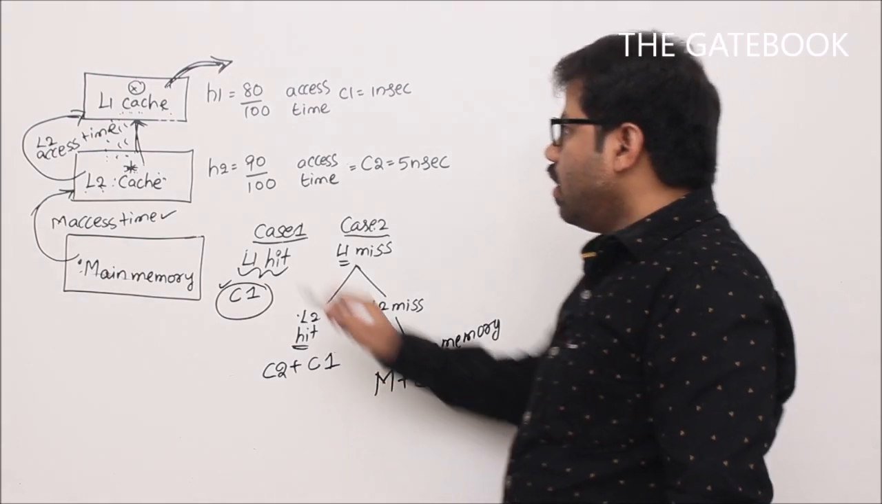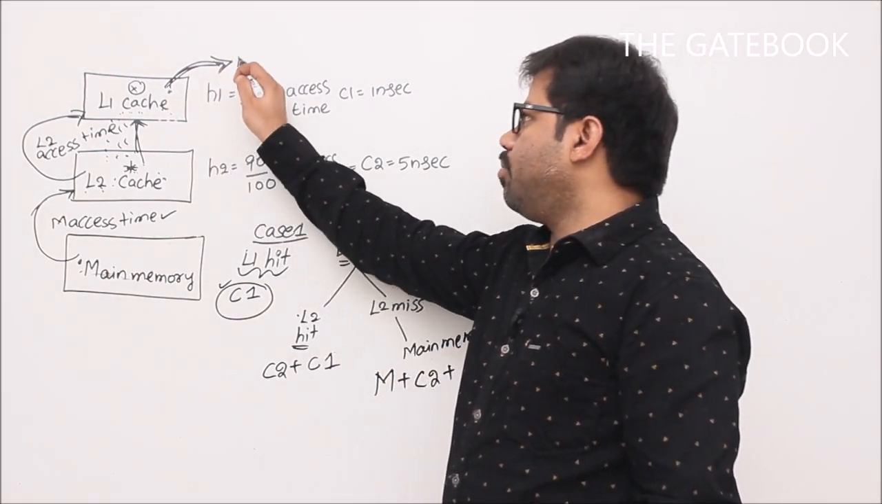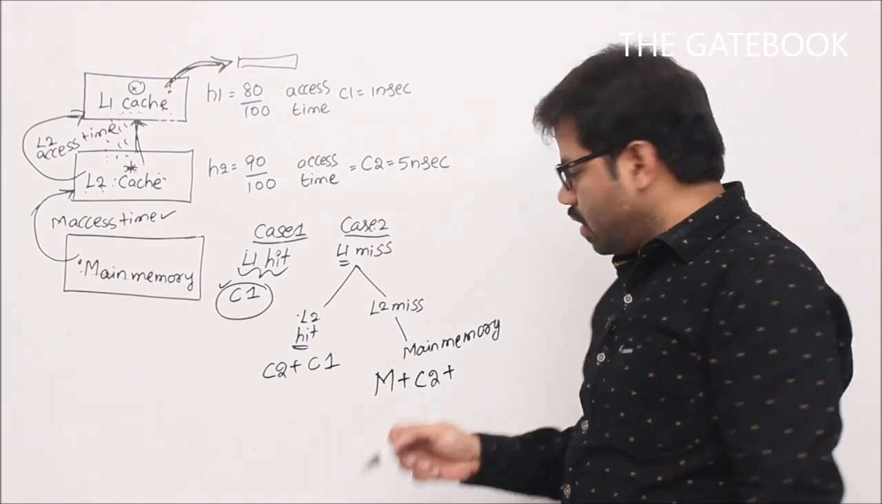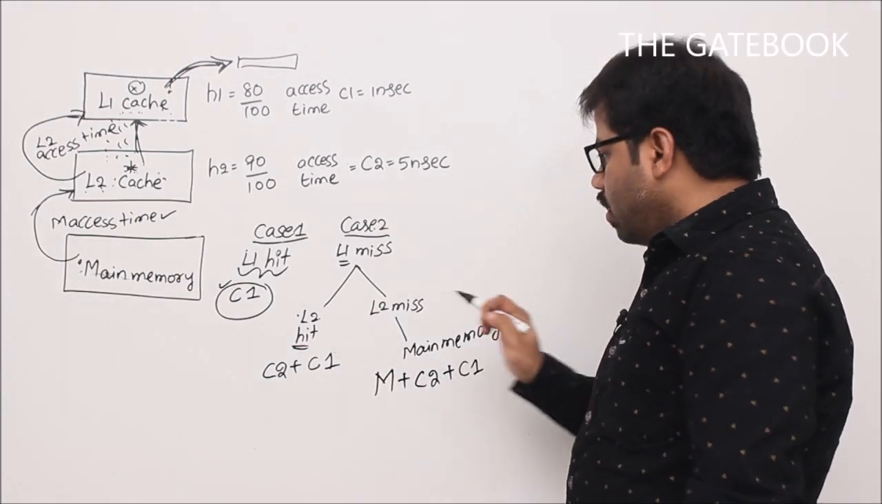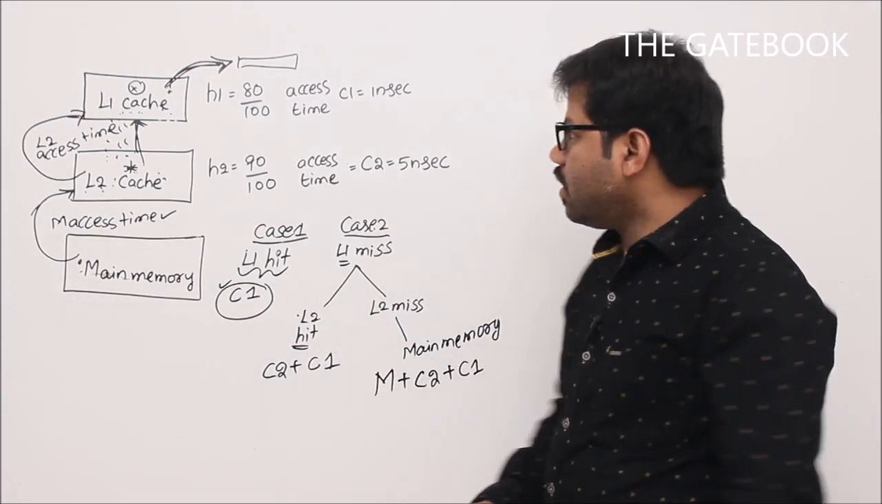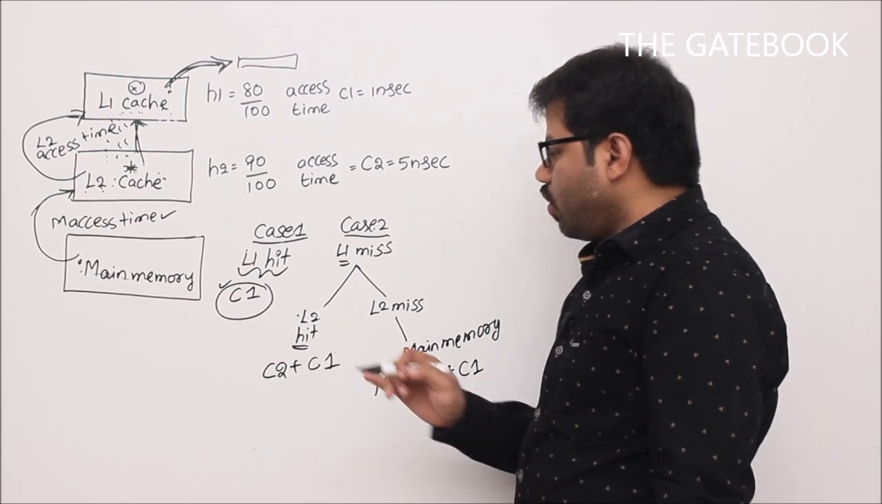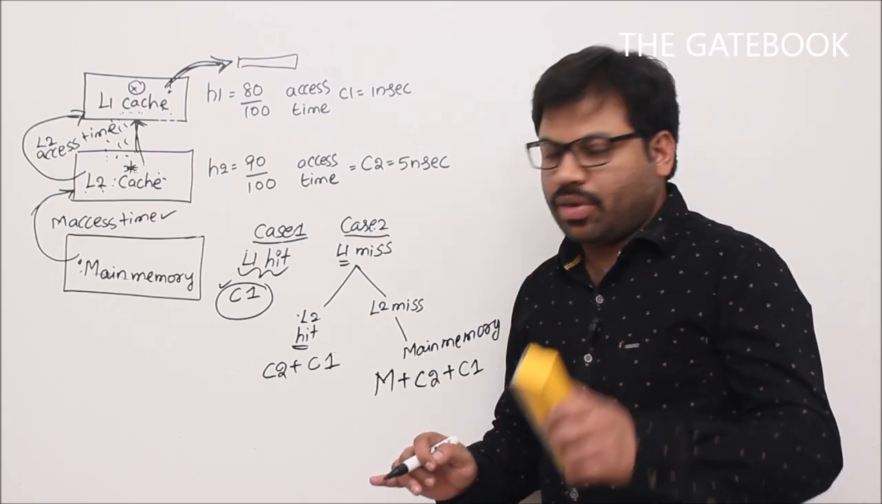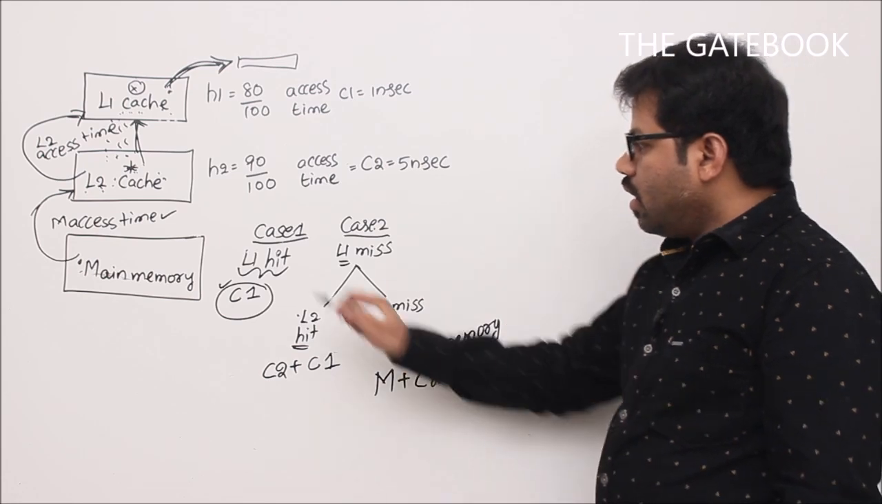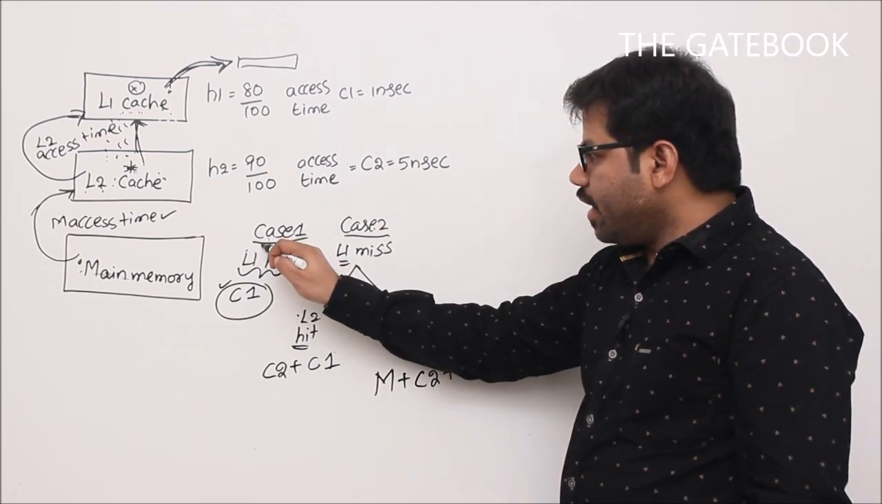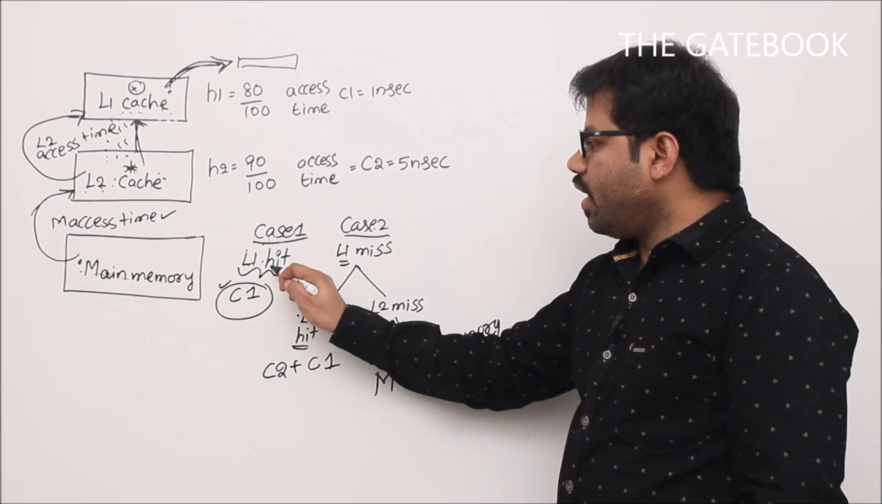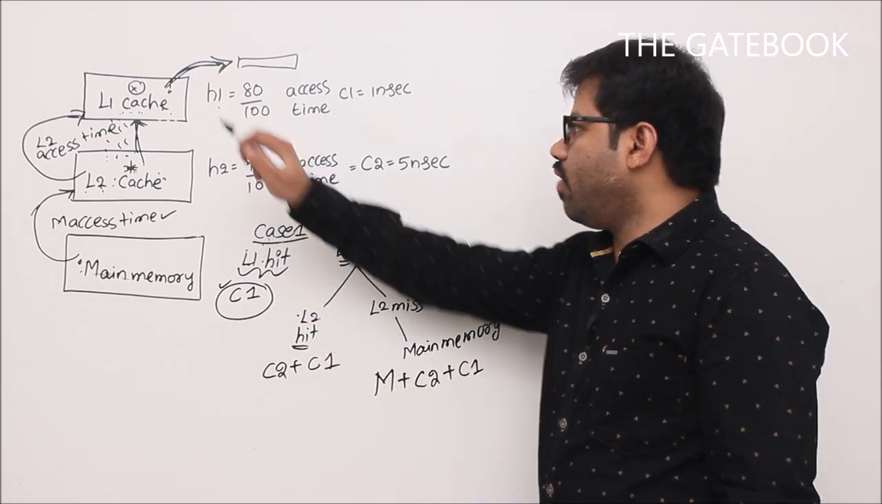Then after that, transfer from this L1 cache to your CPU register, wherever you want, that is C1. So this is the story. Now let us simplify this formula and see what we get. Okay, let me simplify it. First, what is the ratio of times you come here? What is the L1 hit ratio? The hit ratio of L1 cache is H1.